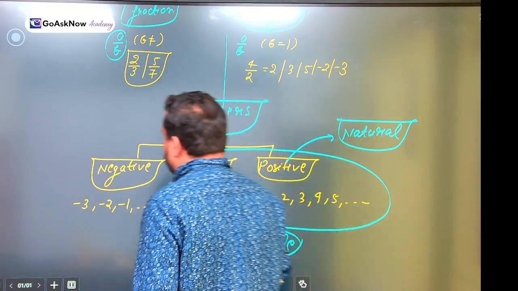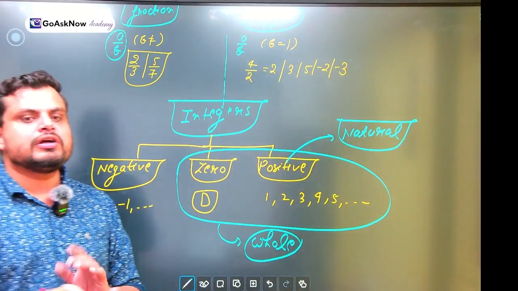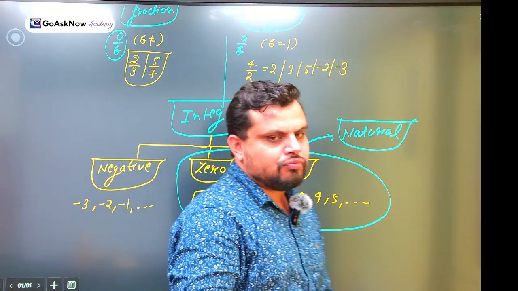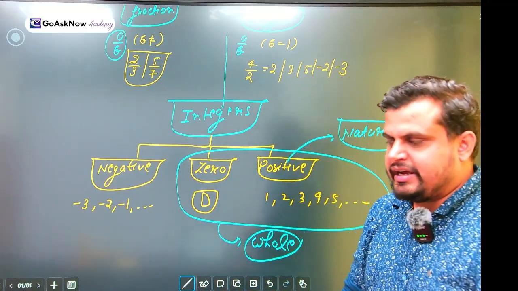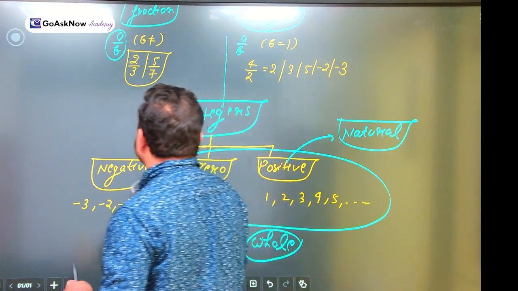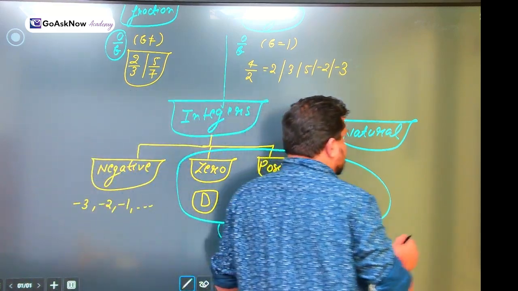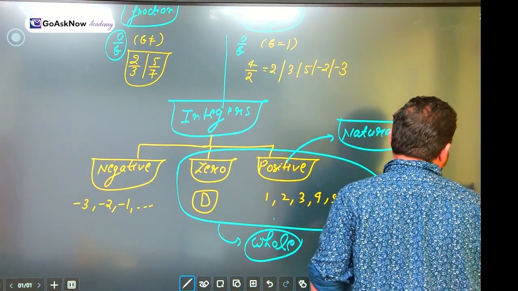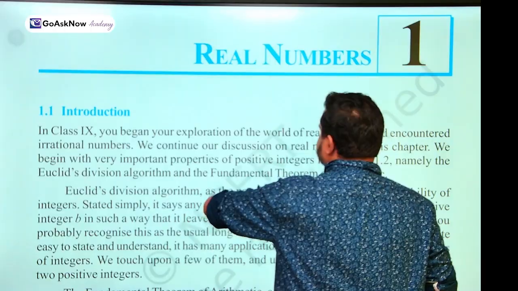Okay, so here we have seen a broad classification of our numbers. In brief, we have tried to understand how we can classify our numbers and how we can identify which number is of which type. So now we are going to relate it.